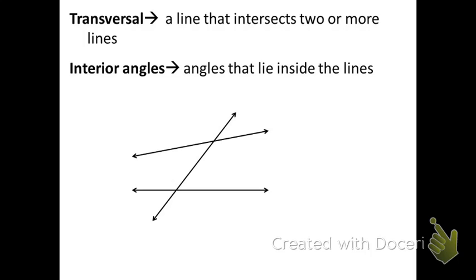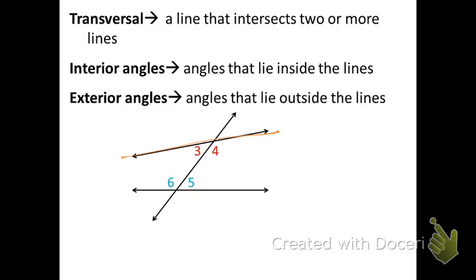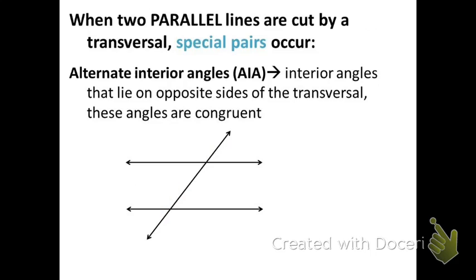Interior angles are angles that lie on the inside of the lines. So these are our lines, and we're talking about the angles that lie between the lines. So 3 and 4 are inside, and 5 and 6 are inside. Exterior angles are angles that lie on the outside of our lines. So 1 and 2 are outside, and 7 and 8 are outside our lines. Those are known as exterior angles.